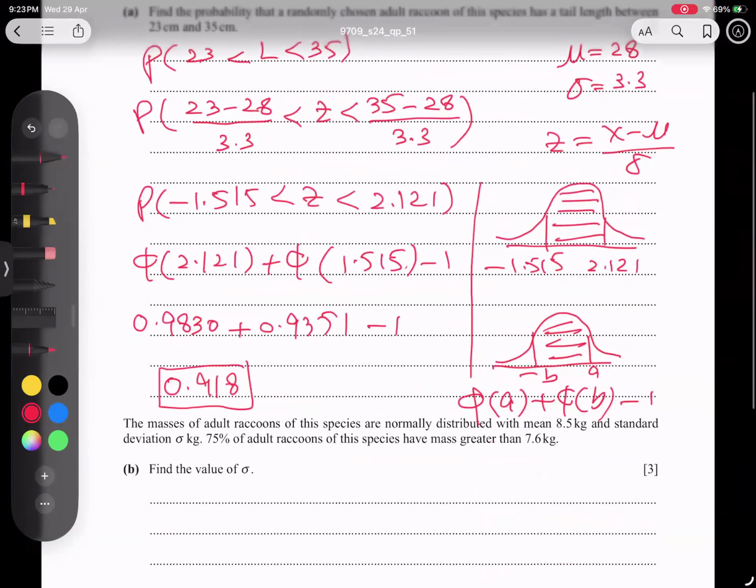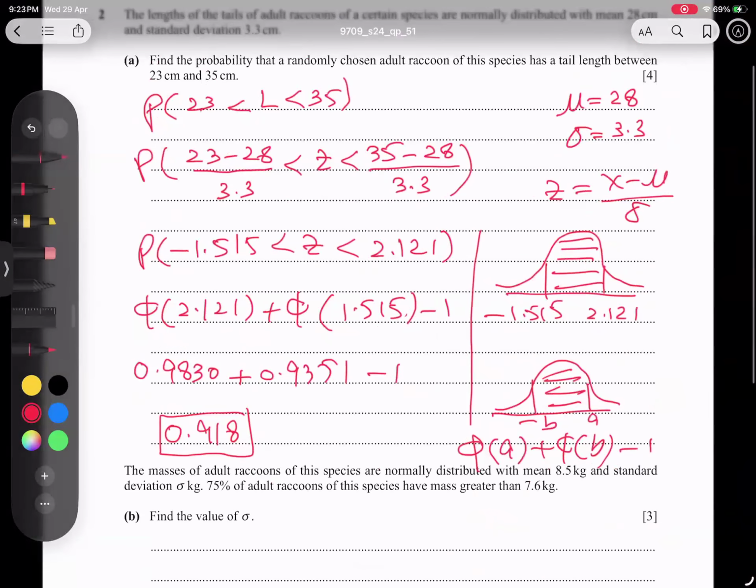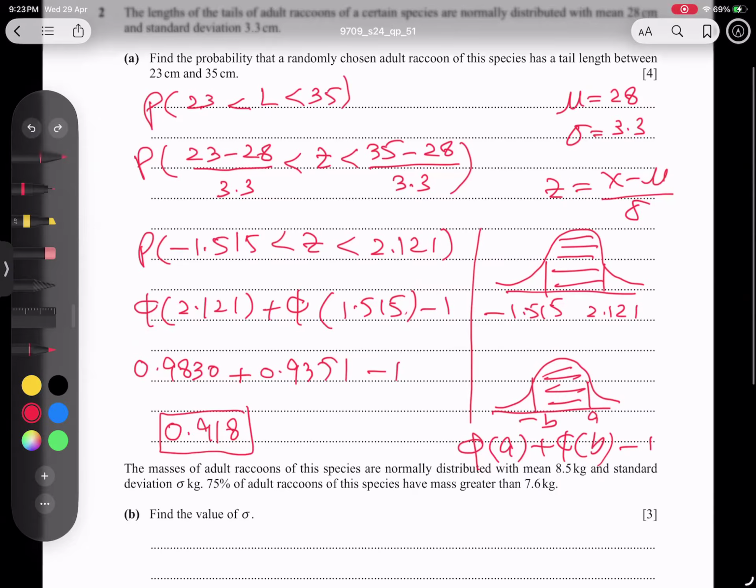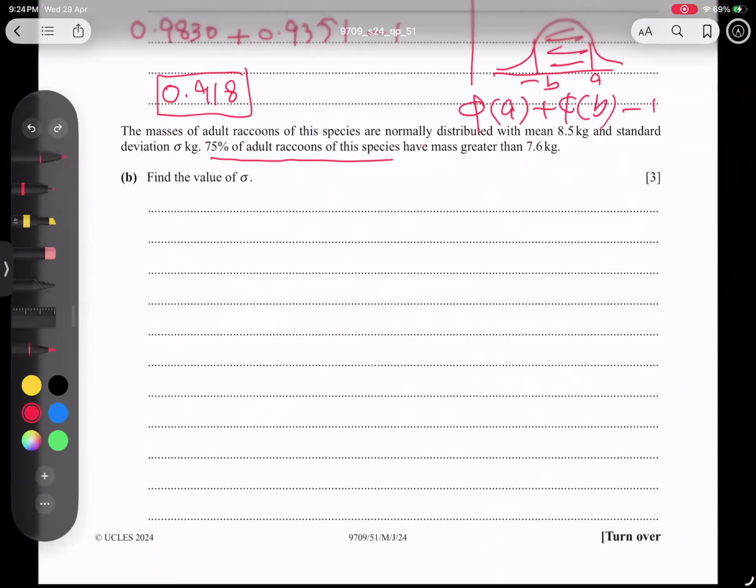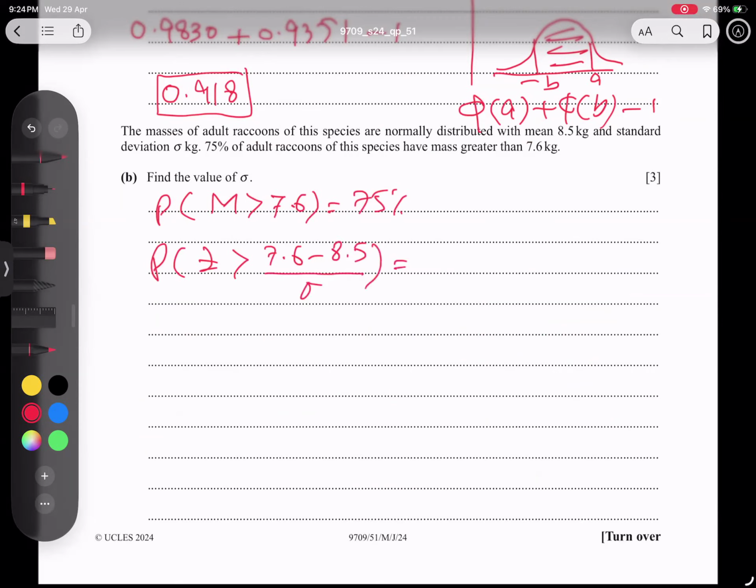And let's go for the next part. Masses of adult raccoons of this species are normally distributed with a mean of 8.5 and deviation unknown. 75% of adults of this species have a mass more than 7.6. So I'm writing here: mass more than 7.6 kilograms is 75%. Again, I'm using Z. So 7.6 minus the mean, that is 8.5, over the deviation, which is unknown. And 75% means, students, 0.75.